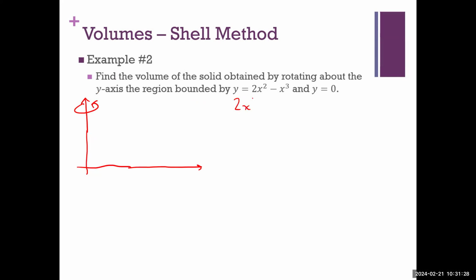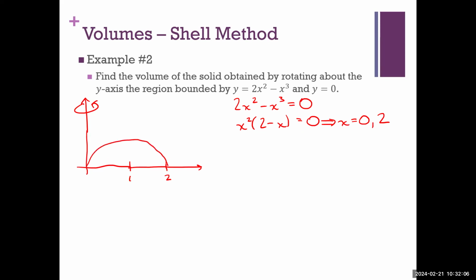So I'm going to set it equal to 0, or I'm going to set the y's equal to each other. Can I solve that equation? I can factor out an x squared, so I get 2 minus x equals 0. So that should give me x equals 0, x equals 2. What happens in between those values? Is it above the x-axis or below it? It's above it? Okay. So really rough, but hopefully good enough to do what we want.